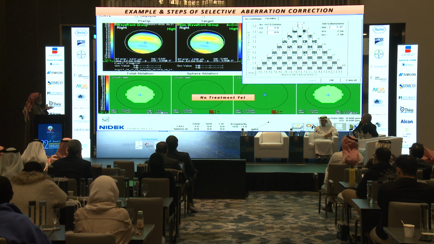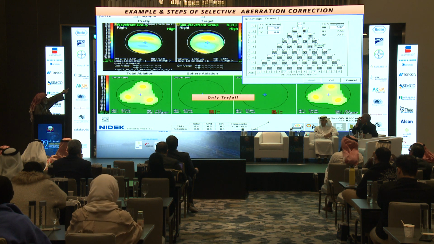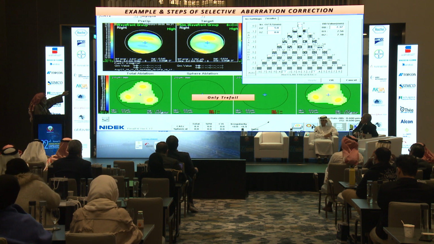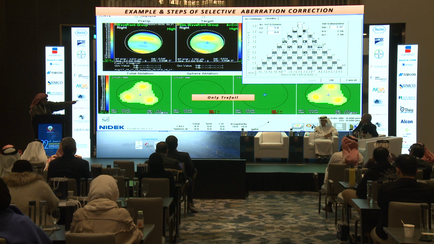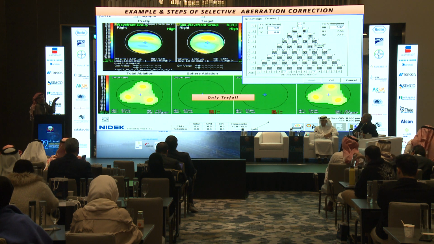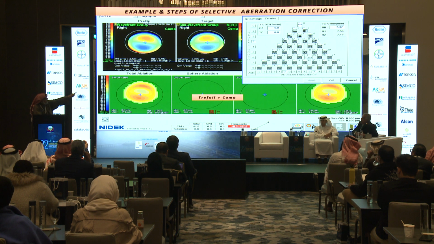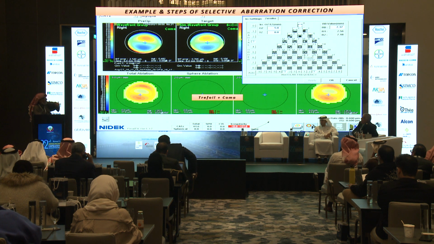The technique: you select this patient without any treatment. He has, look at the error, 2.6. He has a really high error. And then we try to correct trefoil only, okay? Trefoil, 8 microns, from 2.6 to 2.3, not too much. And then look at the coma, from 2.1 becoming 0.7. So really the coma is 3 times improved.